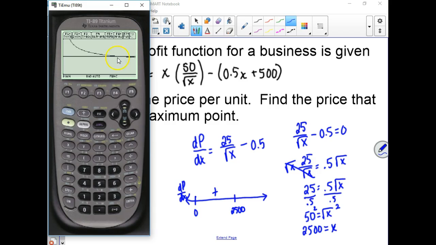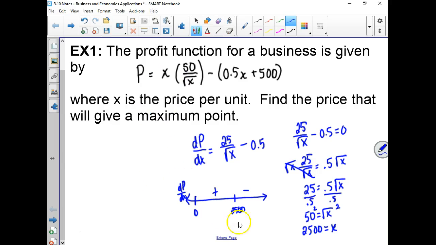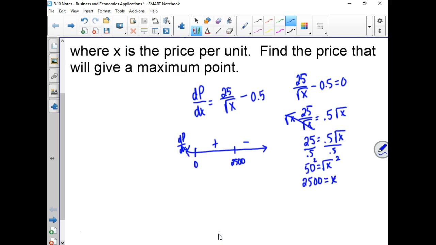You can see if you zoom in some there that it does actually cross right there. So we have a negative. So that tells us this is the maximum. So whatever this is that they're selling, the maximum occurs at x equals $2,500.